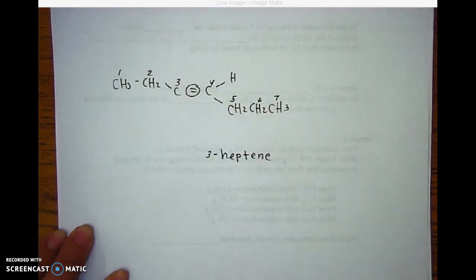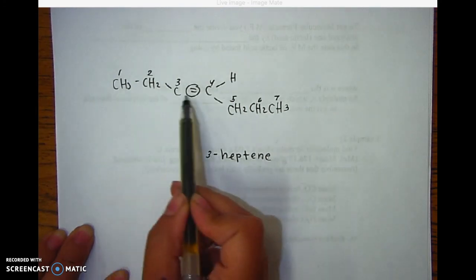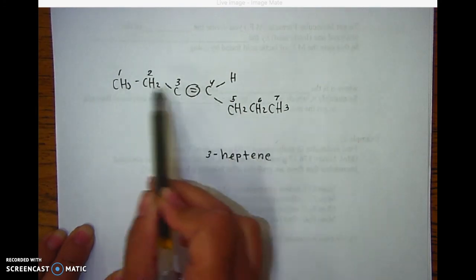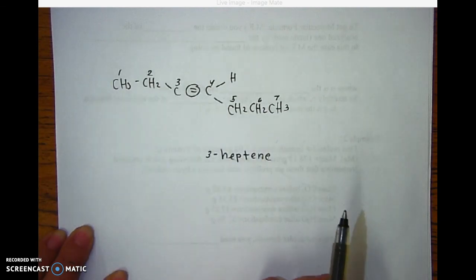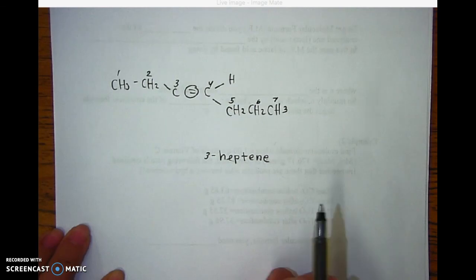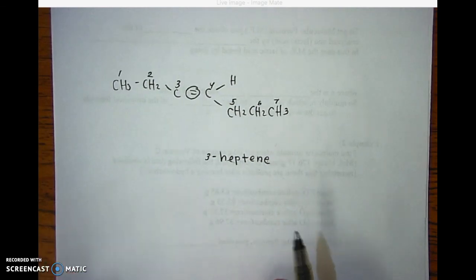Okay, so we have a 3-heptene right there. Okay, and I don't have any branches coming off of my chain because it looks like everything's accounted for. And that's it. So this is just pretty much 3-heptene for your molecule name. And that's all.